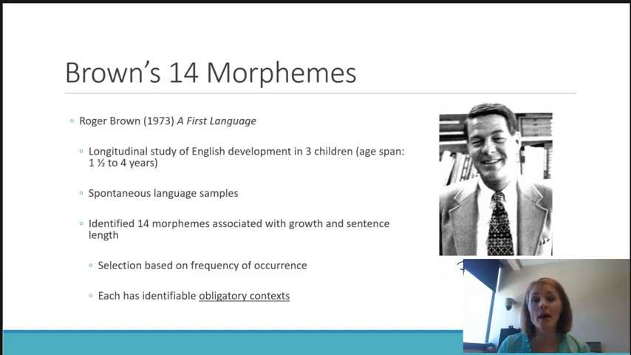And so through this analyzing, Roger Brown identified 14 morphemes which could be associated with grammatical growth and with sentence length. And he selected these morphemes based on frequency of occurrence. So it was important that the morphemes occurred frequently enough that they had enough context to analyze. And then the second criteria was that they each had an identifiable obligatory context.